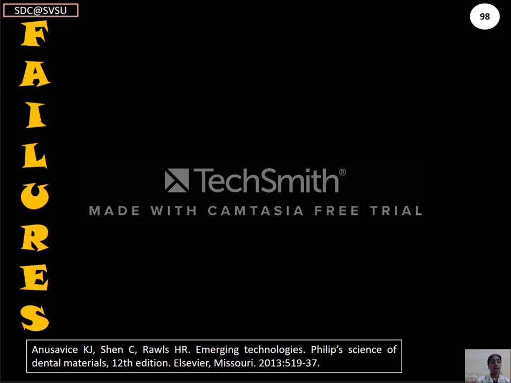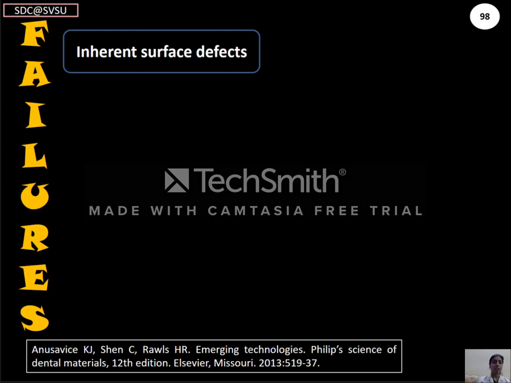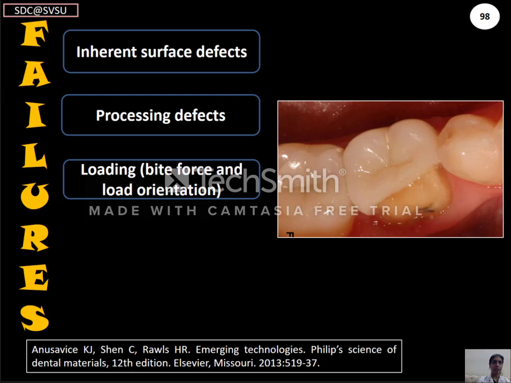Despite having so many advantages and indications, all ceramic systems also have some failures. For example, these have inherent surface defects, processing defects, excessive bite force can lead to fracture of the restoration, improper design, and residual stresses.